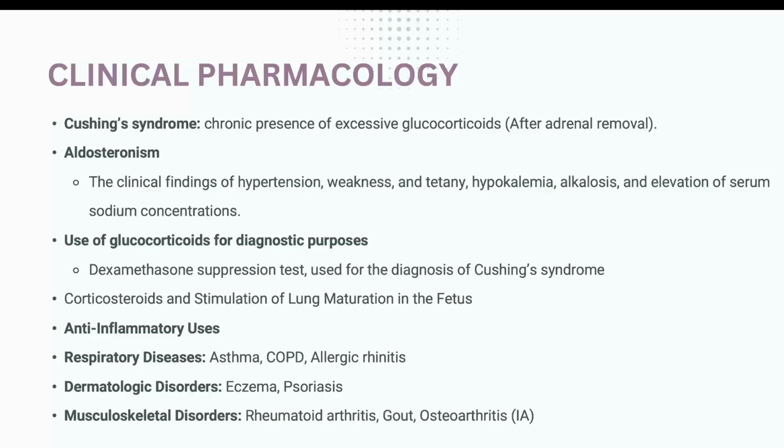Glucocorticoids are used for inflammatory situations, like for example respiratory diseases: asthma, COPD, allergic rhinitis. These are inflammatory uses. We know that asthma is a chronic inflammatory disease, and glucocorticoid is used as a treatment for it, not for acute situations. For an acute situation we have another medicine, for example a beta 2 agonist like salbutamol.